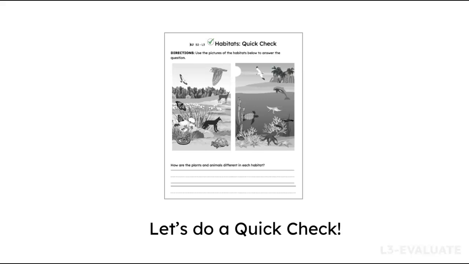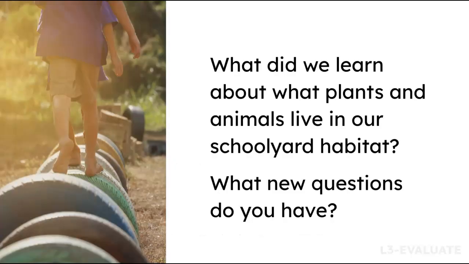For the Evaluate portion, you'll have students complete the Habitats Quick Check Student Journal page. To support student sense-making across the unit, you'll orient them back to the driving question board. You'll ask students, what did we learn about what plants and animals live in our schoolyard habitat? And what new questions do you have?